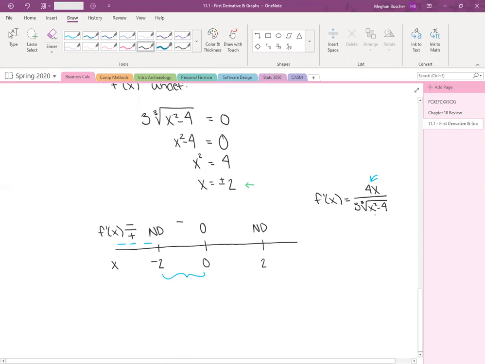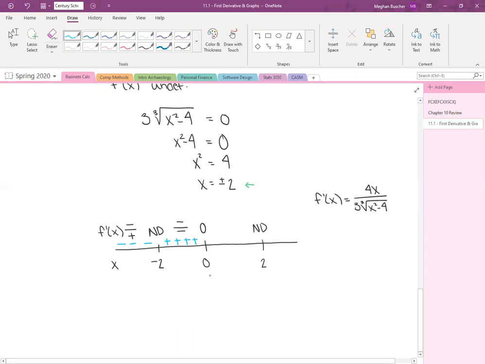When we take a cube root of a negative number, it's still negative. So this is now negative divided by negative. So what's that going to be? Positive. So we can already see we are decreasing in this interval and increasing in this interval. Okay, awesome.